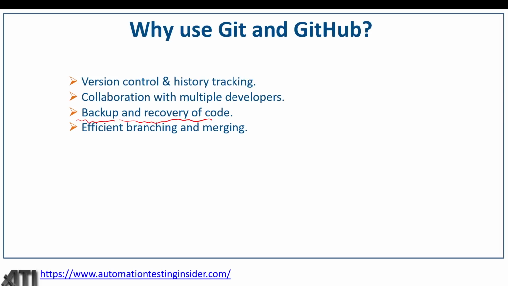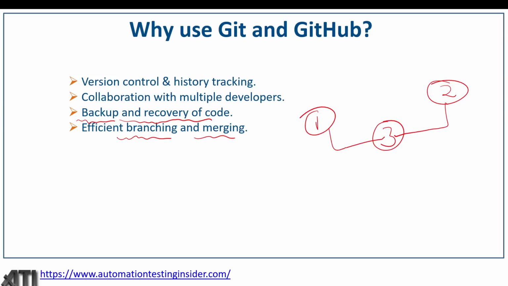Efficient branching and merging. So we can create different branches, and we can merge the code as well. So let's say one automation tester is working on one feature and another is working on another feature. Later on we can merge these two pieces of code into another branch, right? And we can push that into the main branch. This is how it works basically. So we can create different branches using Git and GitHub, and we can merge the code efficiently. And it is useful for continuous integration and continuous deployment integration for automation.